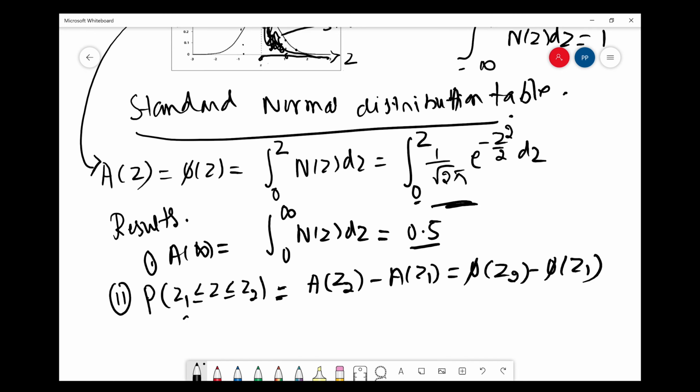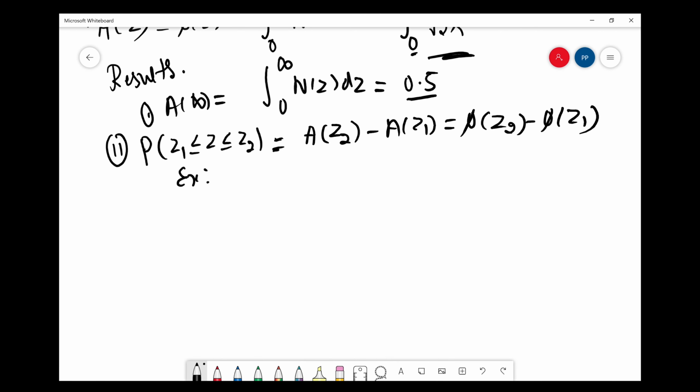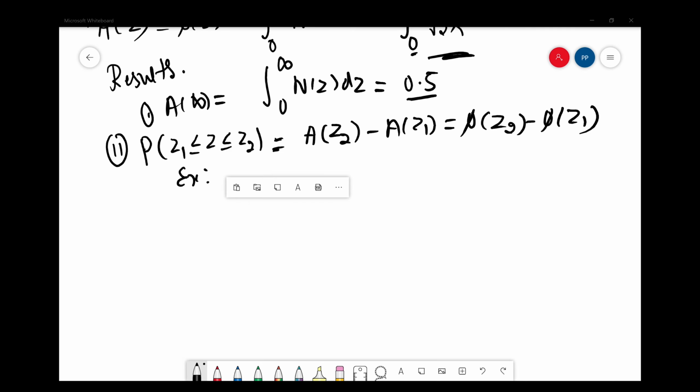Now I'll take an example. It's easy to understand. Let's consider this from 1 to 2. I'll just clear this up, or let us take this graph again. Now I want the area below the curve from 1 to 2. I'll consider this one.